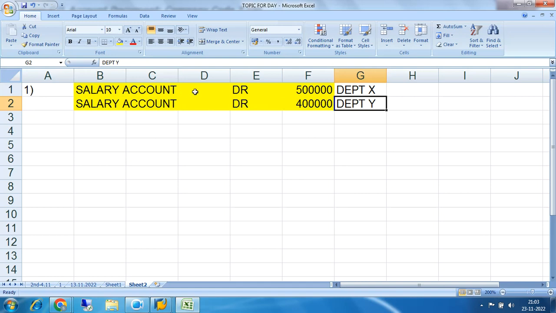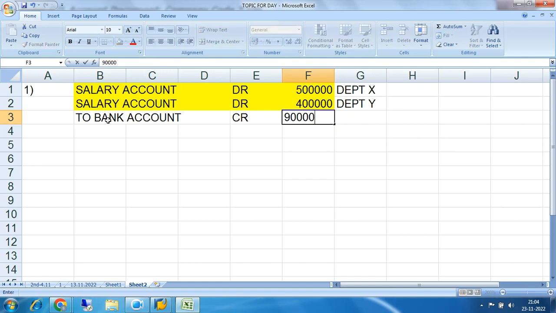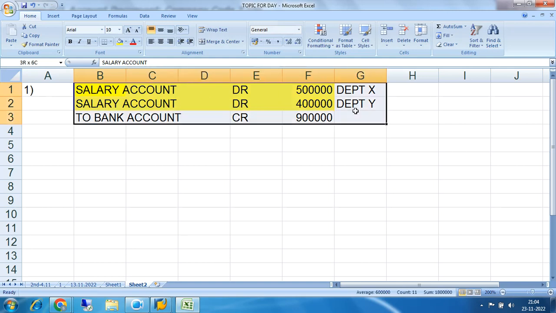My user will just put salary account debit 5 lakhs for department X, salary account debit 4 lakhs for department Y. Then simply it will go to the bank account, right? Bank account credit, how much? It will be 9 lakhs, right? So what happens if my user passes this transaction in this way?